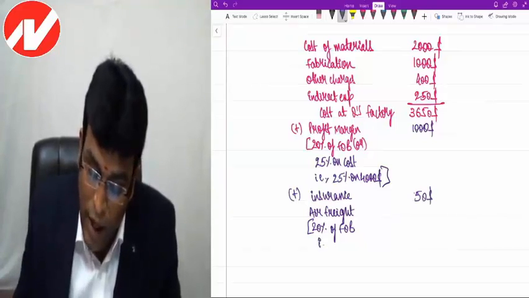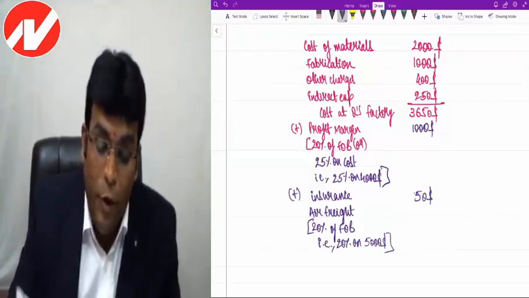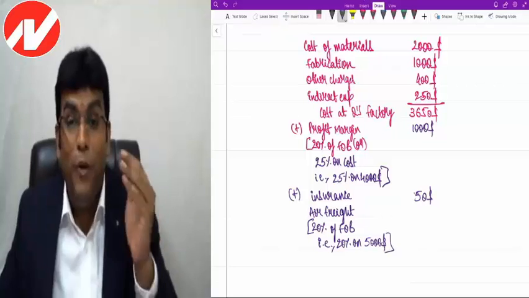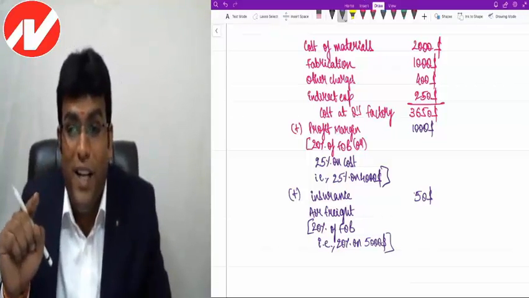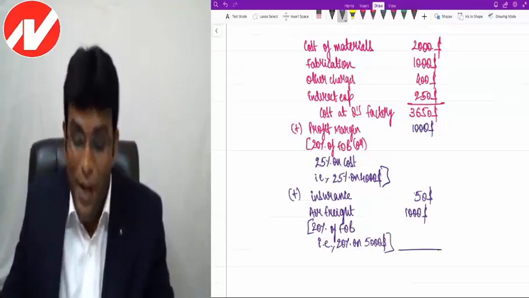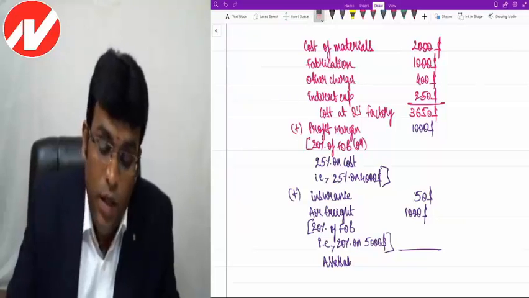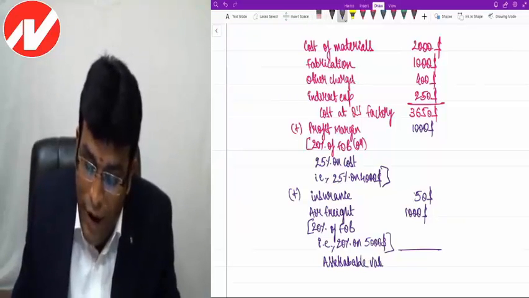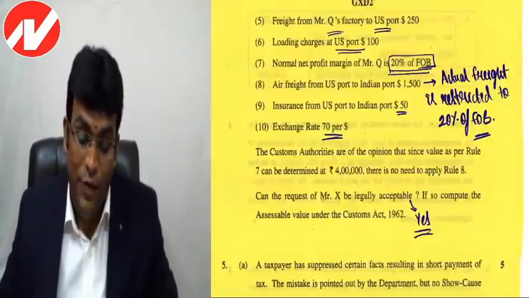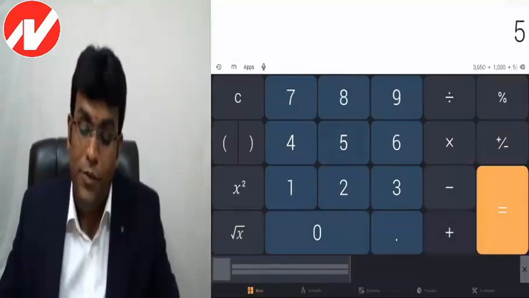Air freight 20% of FOB. That is 20% on $5,000. Obviously, because my FOB value is including profit, that is $5,000. Because $4,000 is before adding profit margin, and after adding profit margin it is $5,000. That's coming to $1,000, my dear friends. So total assessable value is how much? 3,650 plus 1,000 plus 50 plus 1,000.